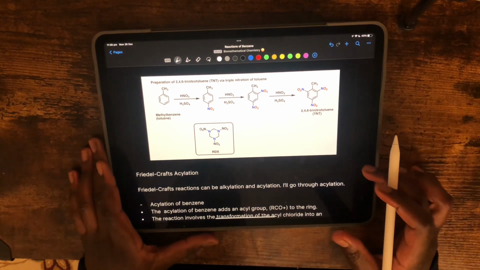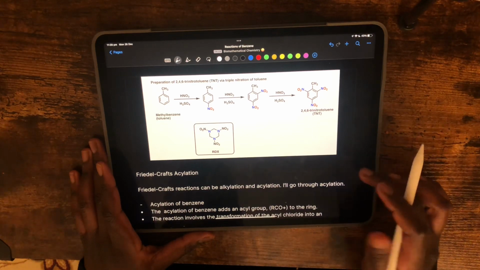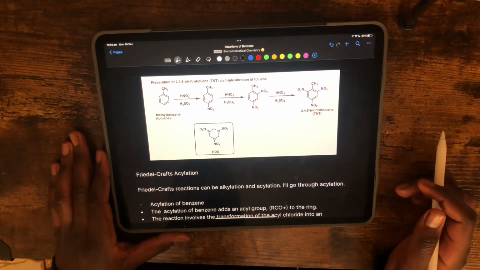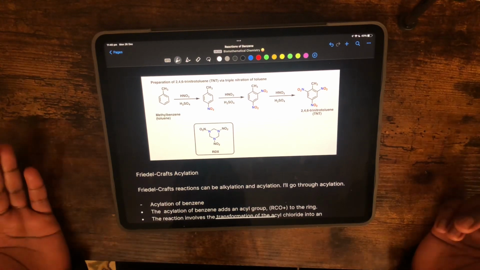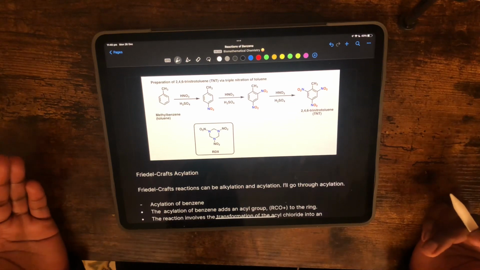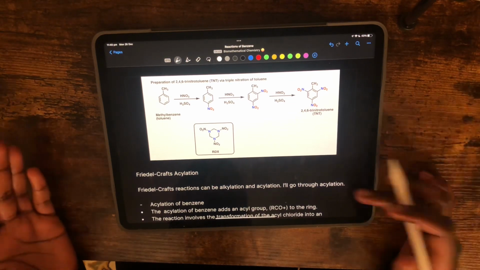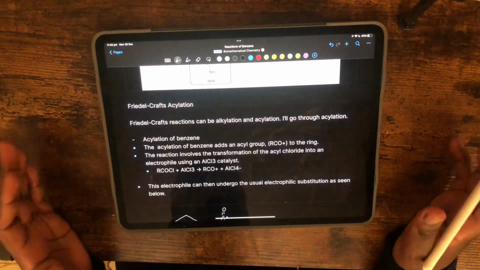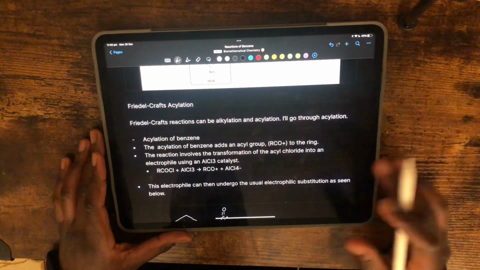So the last type of electrophilic substitution is the Friedel-Crafts acylation. The reason why is because there were two gentlemen whose surnames were Friedel and Crafts that discovered this, and it's just with an acyl group. So Friedel-Crafts can be alkylations and acylations. I'll go through the acylations here, but it can be done with alkylations. So the acylation of benzene adds an acyl group, so RCl plus.